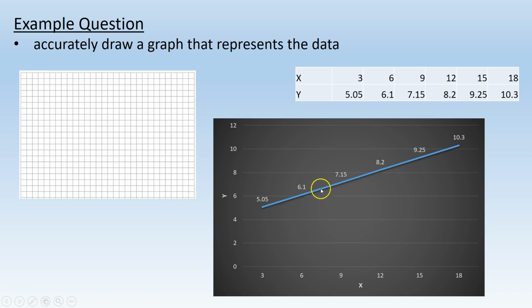Not only that, it can make it difficult to accurately gauge the intercept point when it comes to y. Not only that, it's wrong as well. So, you won't get the marks for that.